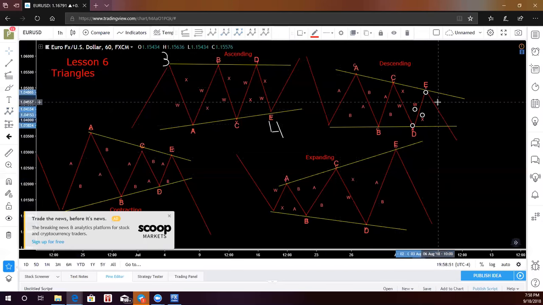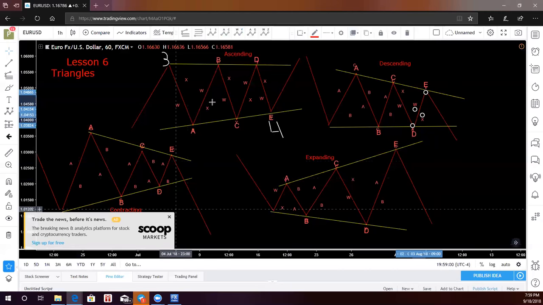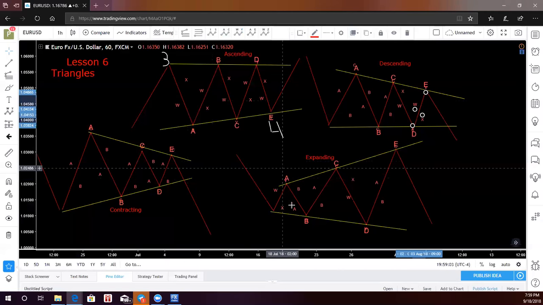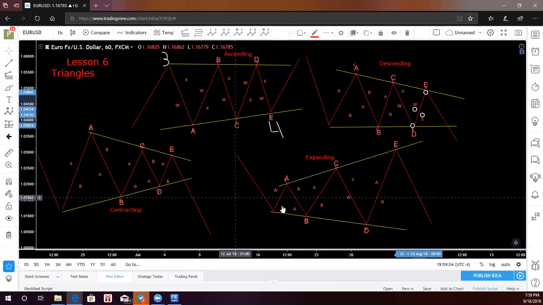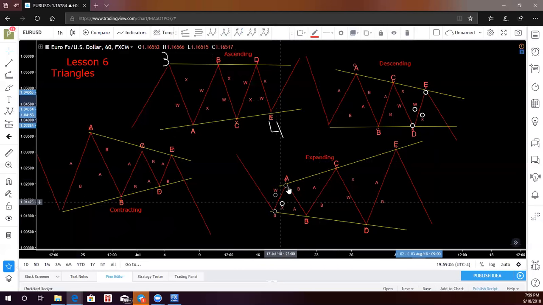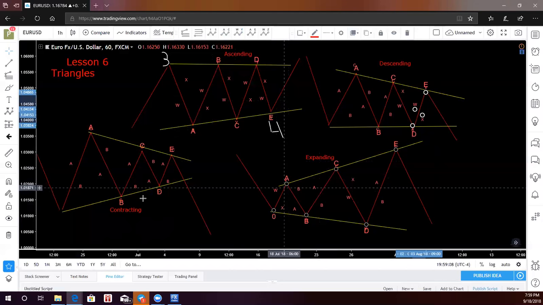Again, the primary waves of the triangle will not follow any specific ratios. However, the sub-movements of the triangle will follow the ratios that were given in previous lessons, or in the case of a WXY double combo, in the next lesson.